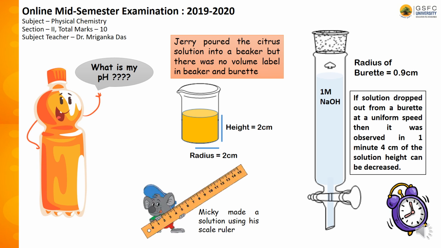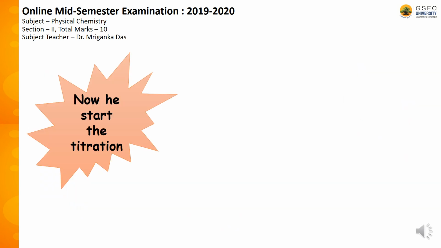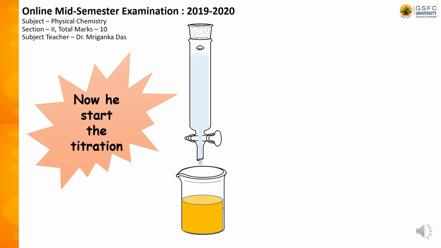Using a stopwatch, Jerry observed that if the solution drops out from that burette at a uniform speed, then in 1 minute the solution height decreases by 4 cm. Now he started the titration. From the burette, gradually the NaOH solution comes to the beaker and it is expected that this NaOH will neutralize the citrus solution after a certain time.